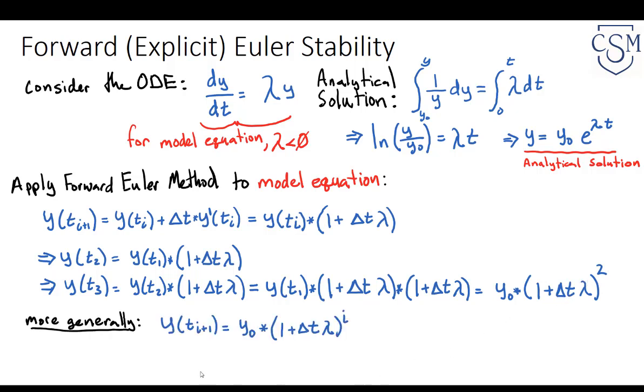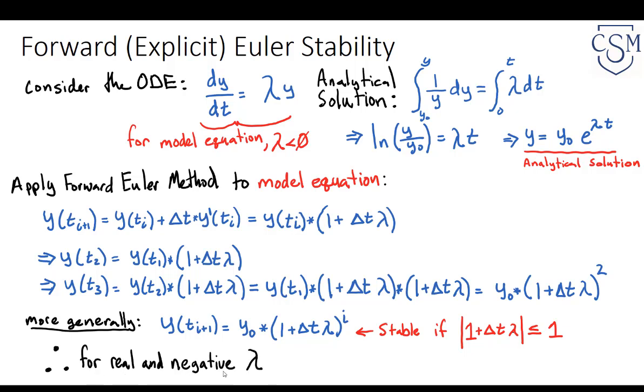Or more generally, we can say y of t_{i+1} is y naught, the initial value of y, times 1 plus delta t lambda raised to the power i. We see that this is stable if the absolute value of this term is less than or equal to 1. Therefore, it wouldn't grow with the power of i.